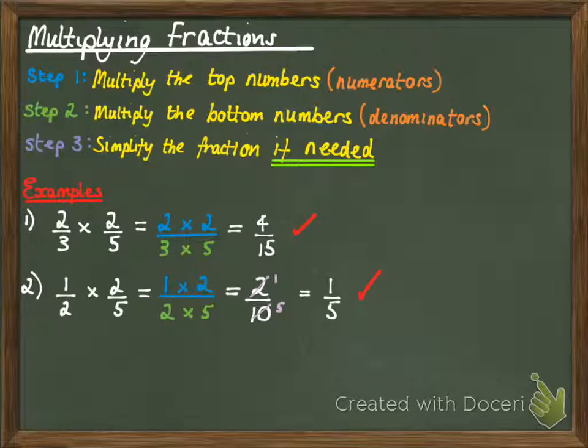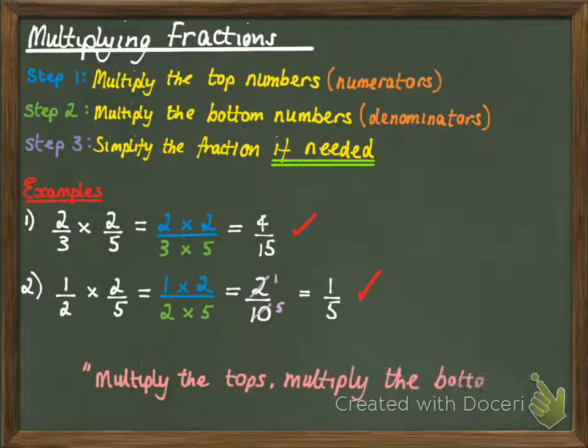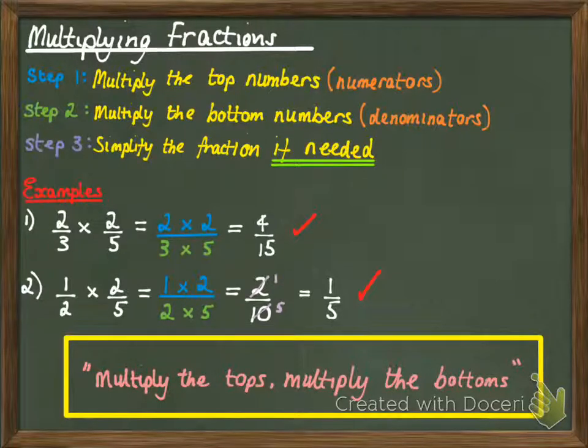So summarising, all you need to remember when you're multiplying is you multiply the top numbers, you multiply the bottom numbers. When you've done that and you've tidied up the answer, ask yourself, can I simplify it? If the answer is yes, then I simplify it. If it's no, I just move on to the next question. So a little summary to remember what to do. You multiply the tops, then you multiply the bottoms. That is the most important thing to remember. Apart from that, it's not really that complicated to do.